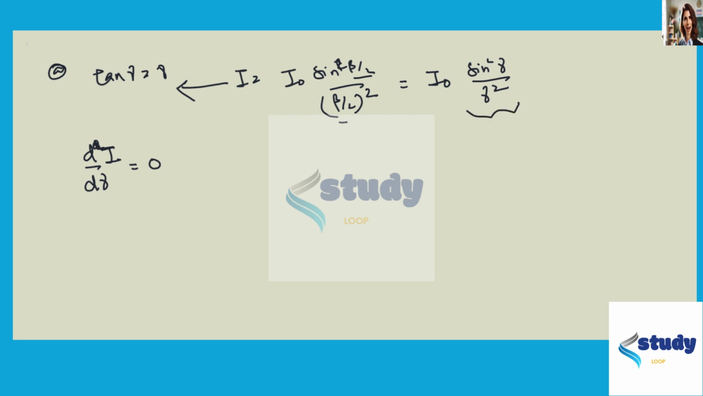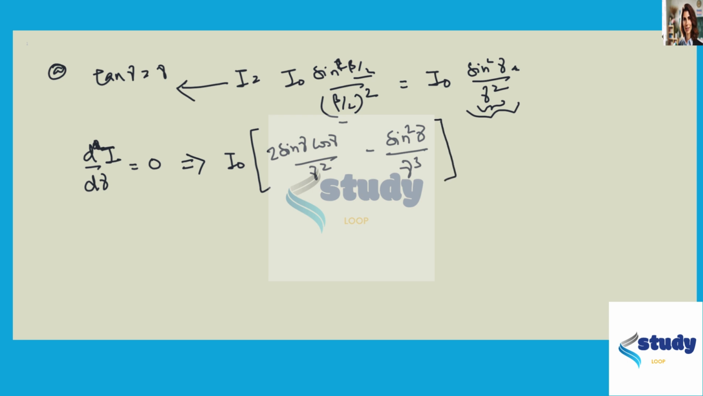Now, to do the derivative of this side, we have I naught times. Let's take the derivative of the numerator. That will give you 2 sine gamma times the derivative of sine gamma, which is cos gamma, by gamma squared. Then for the second term, we take the derivative of the denominator. So we leave the numerator as is, and the derivative of 1 by gamma squared is minus 1 by gamma cubed. Now this is equal to 0. Now we can simply cancel I naught because I naught we know is non-zero.